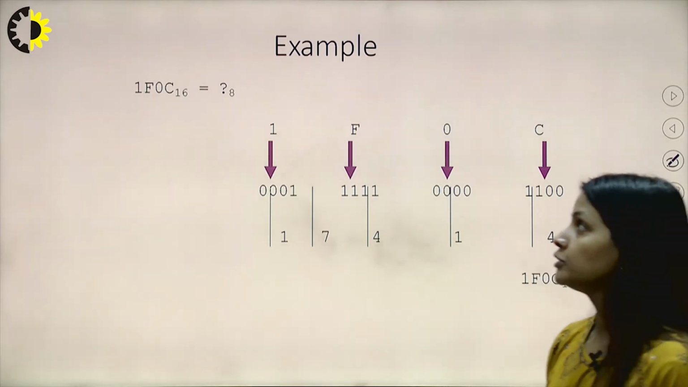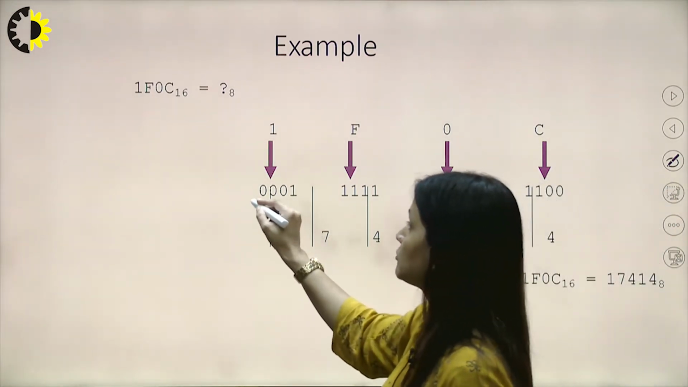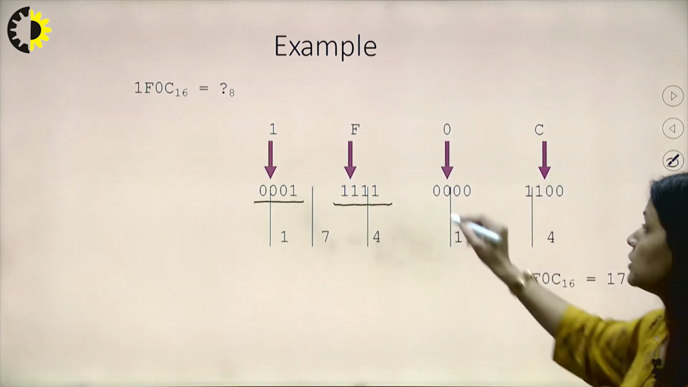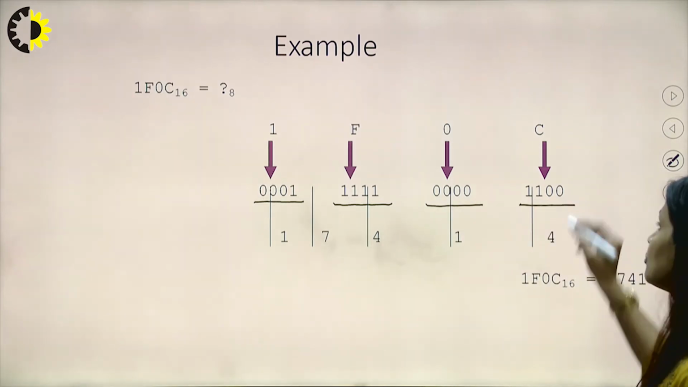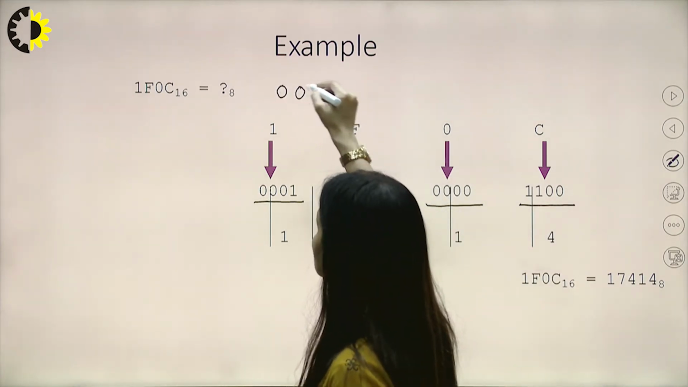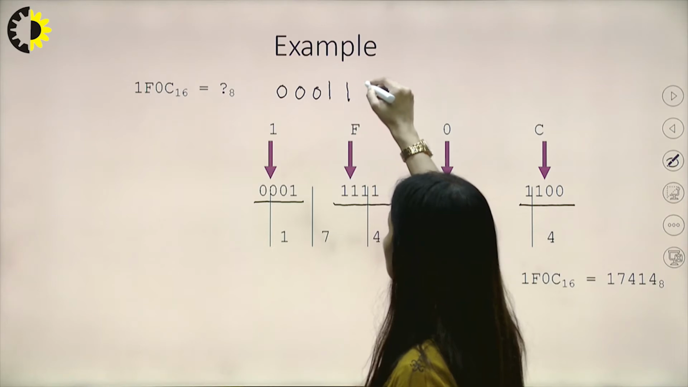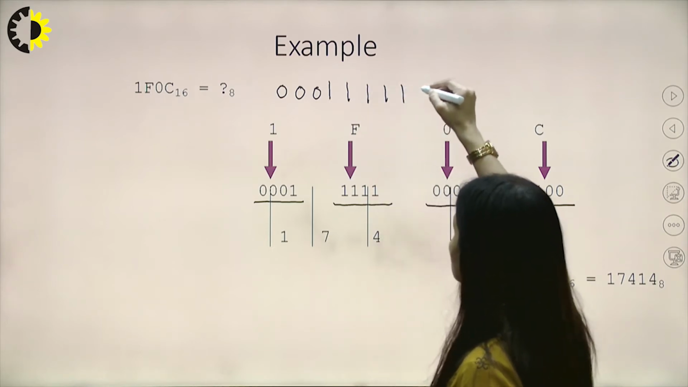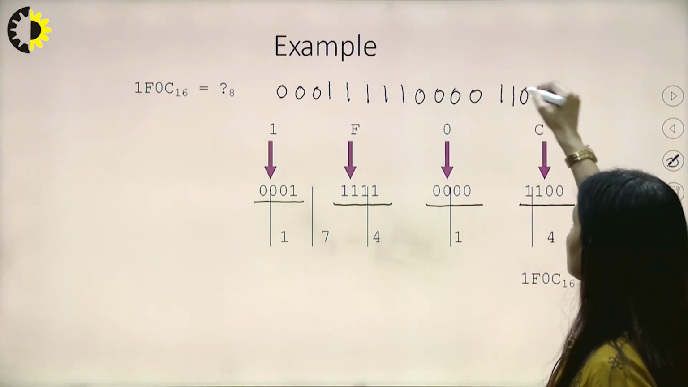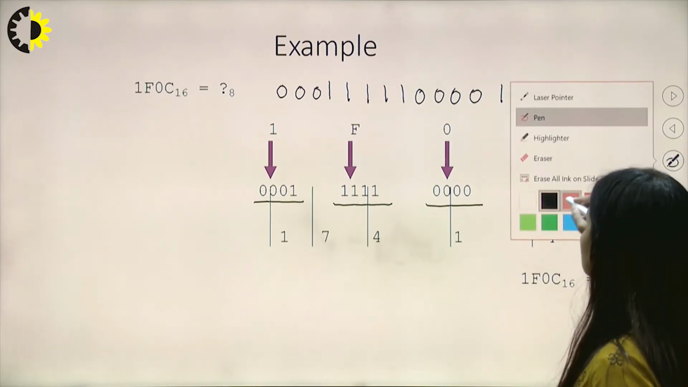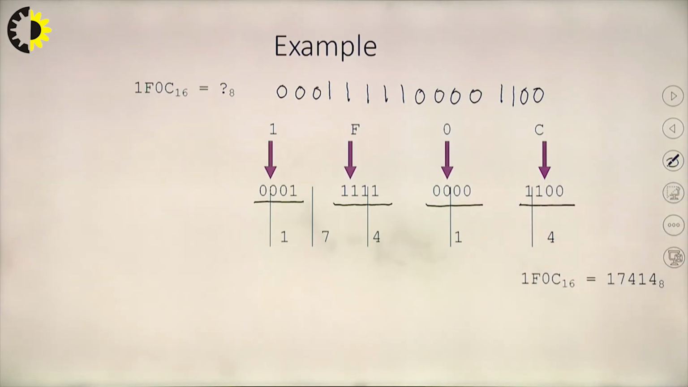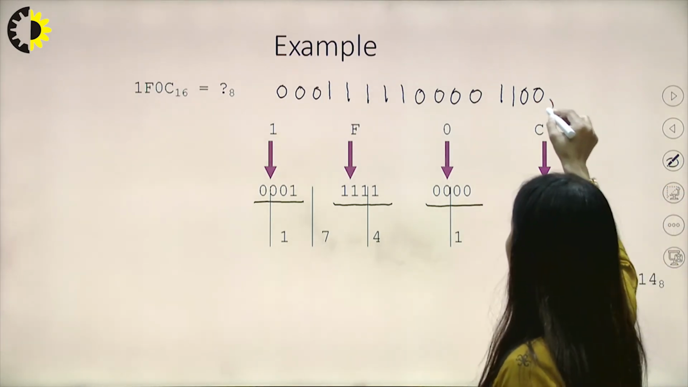So, 1F0C: for 1 we have 0001, for F we write 1111, then 0000 and 1100. That means I write 0001 1111 0000 1100. Now, starting from the right, I will make groups of 3.